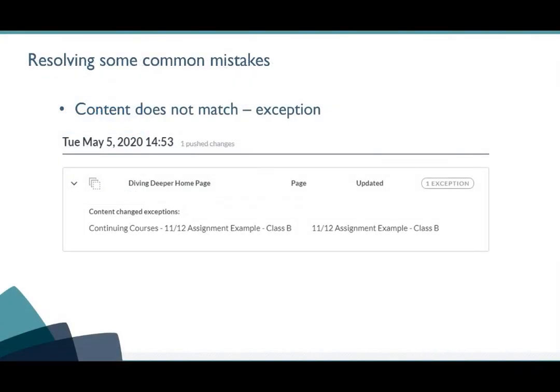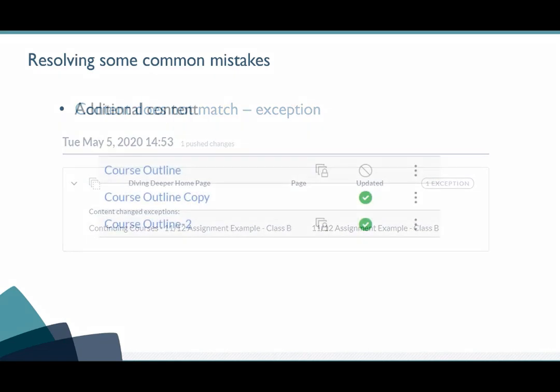A common issue is when content does not match between the Blueprint course and a linked course. Resolving this issue, if it's not an intentional thing that you would like as part of your Blueprint course management plan, is to go back into your Blueprint course and lock the content. Once you lock the content, it will overwrite any changes that have been made to the linked course.